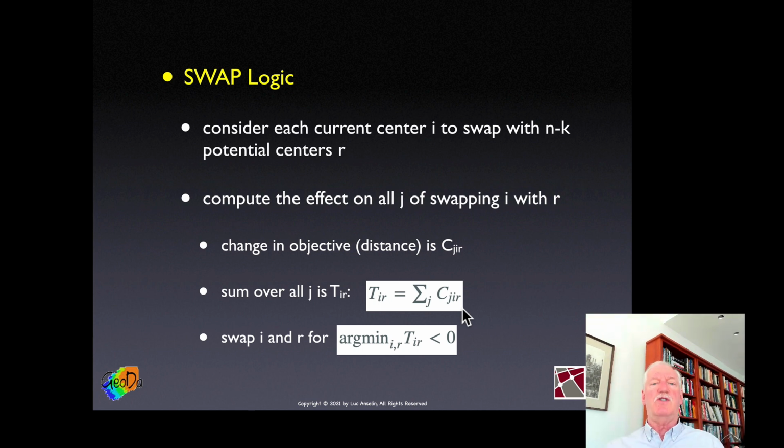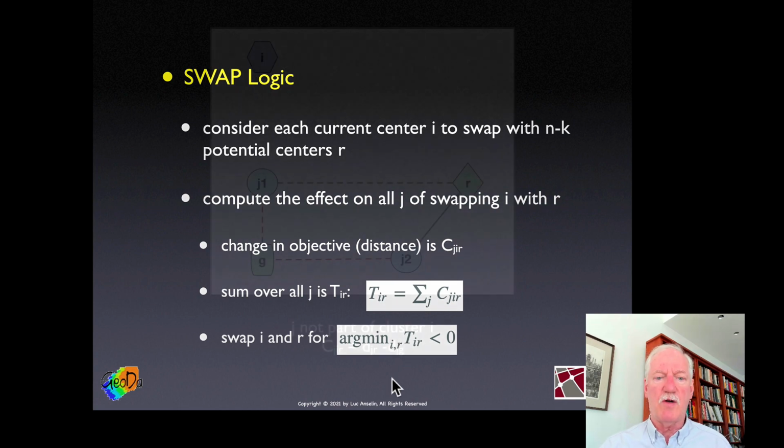Summing this over all the observations gives us the value of the improvement of the objective function. The objective function is the sum of the total distances. If the improvement is negative, if the total change is negative, we decrease the total distances, so we improve the objective function. As I mentioned, it's greedy, so it takes the swap between a current center and a potential candidate center that improves the most.